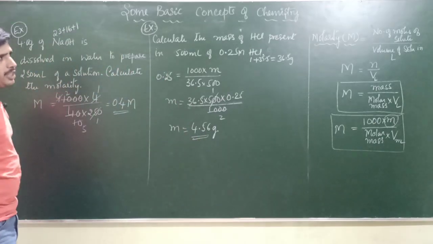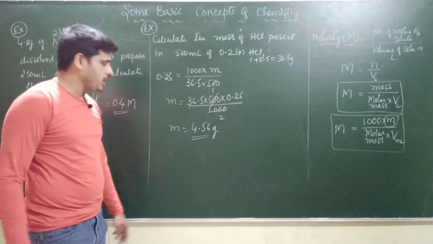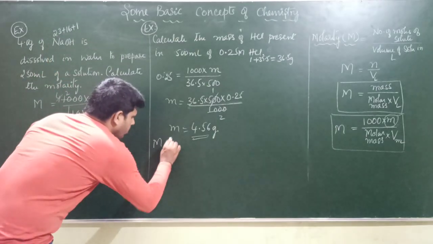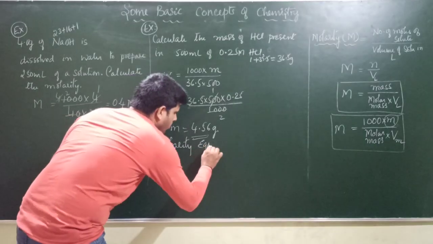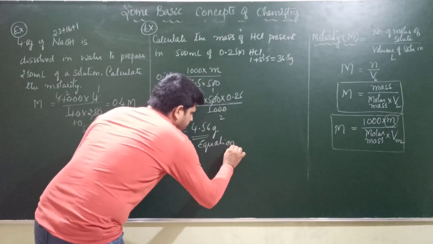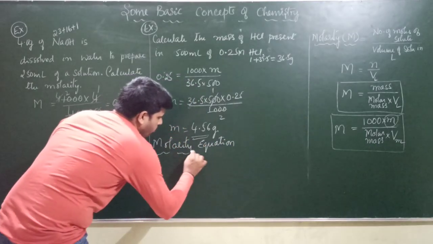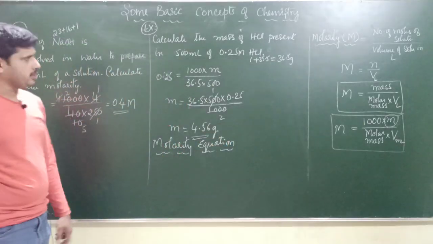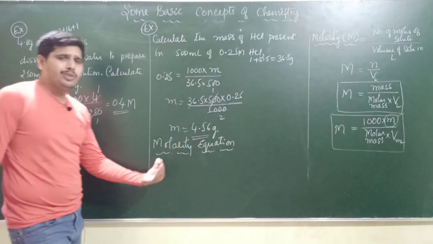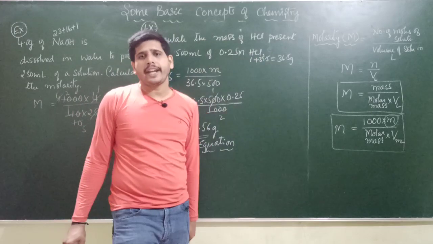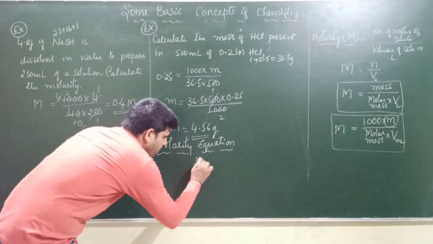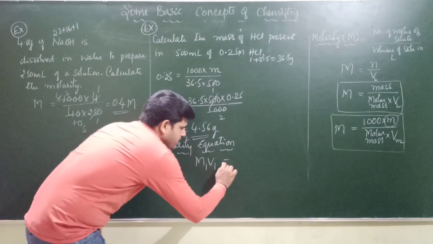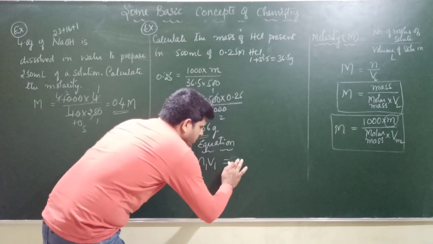And the last concept under molarity is the molarity equation. What is that molarity equation? When two different reactants are taken in a chemical reaction, how the molarity of those two can be connected, that part is dealt with by this formula: M1V1 is equal to M2V2.